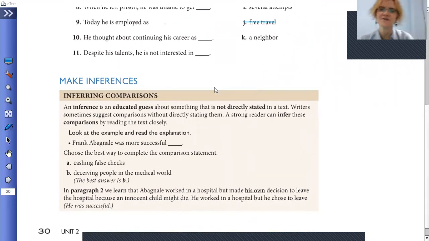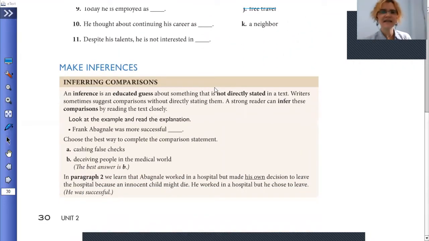Now we're going to go into something else, which is called making inferences. An inference is an educated guess about something that is not directly stated. It is not literally written down. It is not explicit, that's how we call it. If it is not explicit, it means it's implied, not directly stated. It is something that you have to figure out by analyzing the text.